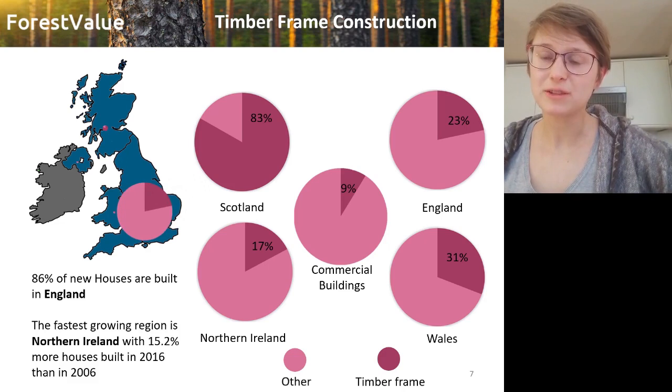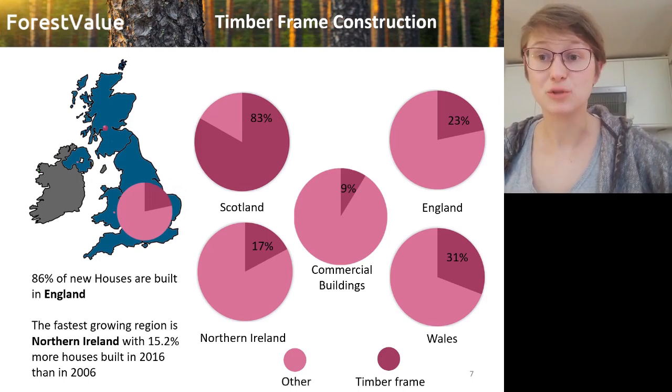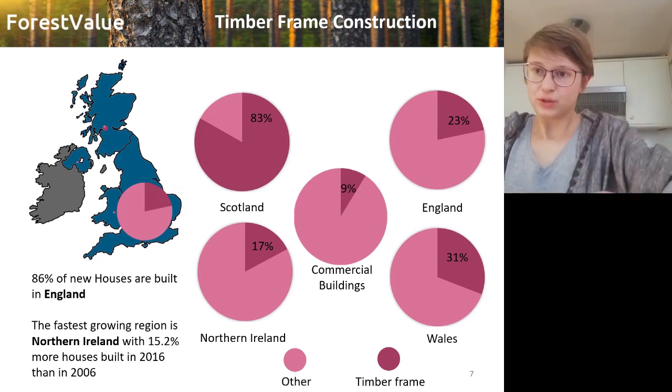And in commercial buildings, we actually see a high variance over different years. We see shares of 6 to 15%, but currently it's probably around 9% of commercial buildings are built in timber frame, which is also not a lot, but the potential here is also much lower than in domestic houses.